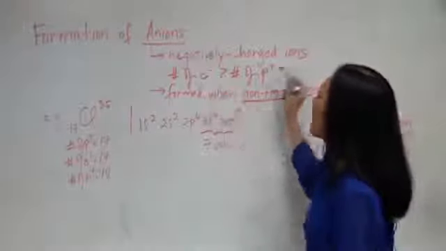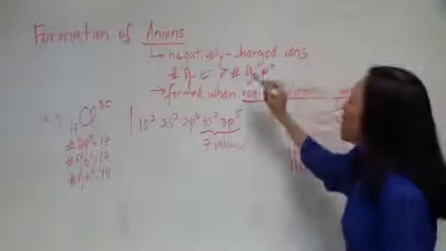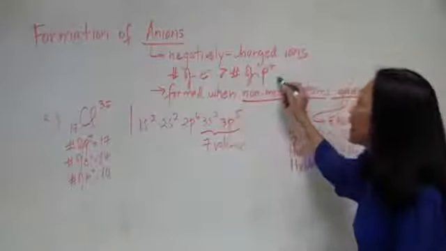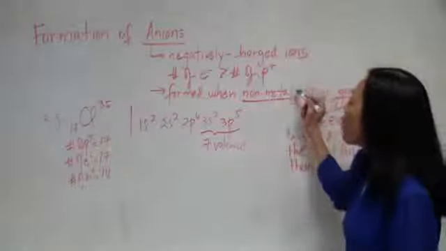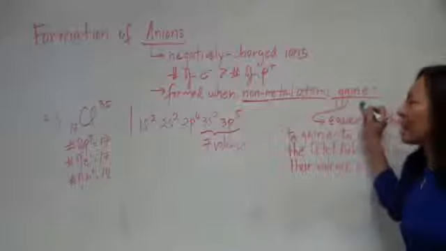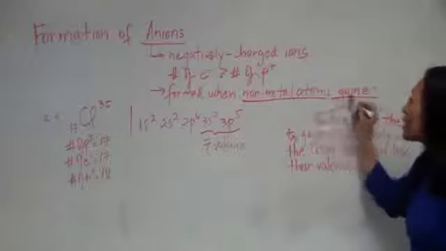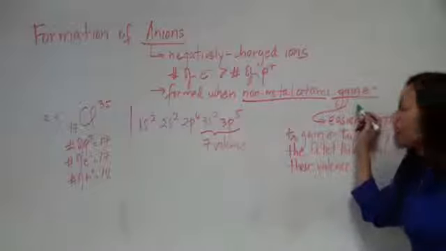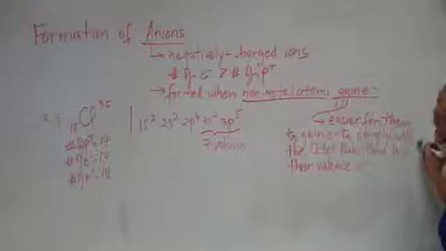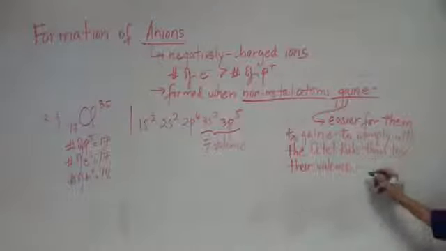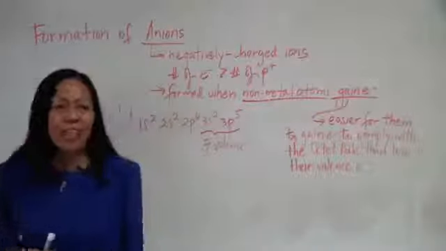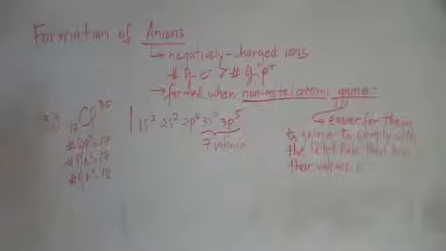So anions are your negatively charged ions, and they are negatively charged because their number of electrons is greater than their number of protons. So how are they formed? They are formed when non-metal atoms gain electrons. And the non-metal atoms gain electrons to comply with the octet rule. And why do they have to gain electrons? Because it's easier for them to gain than to lose their valence electrons. And that is usually because the number of the valence electrons is a lot more.